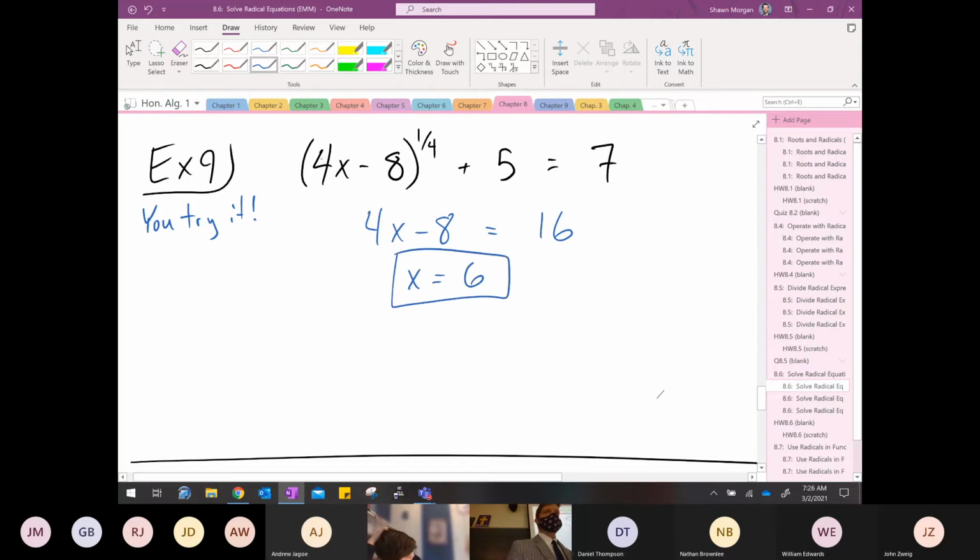x equals 6. All right, good, good, good. We subtract 5, we get 2. 2 to the 4th again is 16. Add 8 this time, we get 24 divided by 4 is 6. And when we plug it in, we get a true statement.